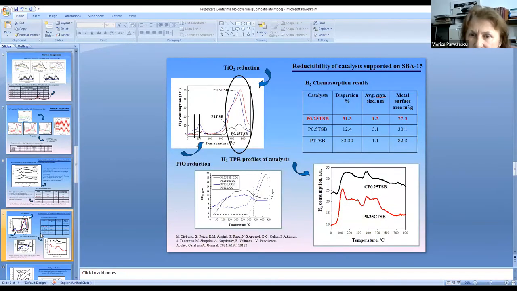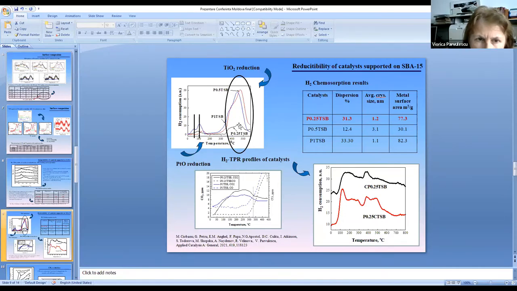In the case of samples supported on SBA 15, for the samples with platinum and titania, we observe two peaks at low temperature attributed to platinum oxide reduction, platinum oxide on the surface and inside of the pores. Another broad peak with a shoulder was observed at a higher temperature. This peak was attributed to titania reduction, titania in strong interaction with platinum oxide.